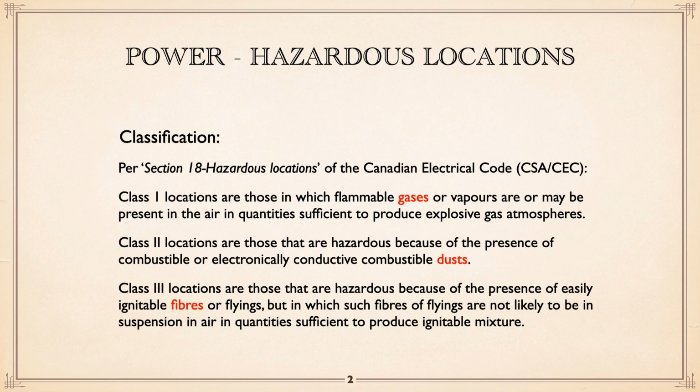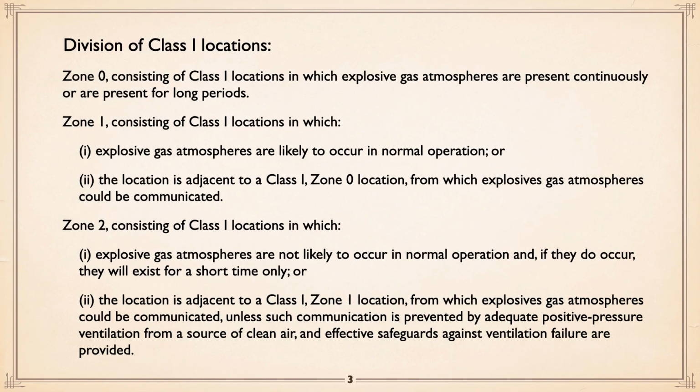Now, beyond the classes, we then go to zones. Zone 0, you can see, is continuously hazardous. For example, I guess an underground chamber where you had wastewater and no ventilation whatsoever. Zone 1, explosive atmospheres may likely occur in normal operation, or it's adjacent to a zone 0 from which the gases can transfer over. That's probably somewhat analogous to a wet well with natural ventilation, but no forced ventilation.